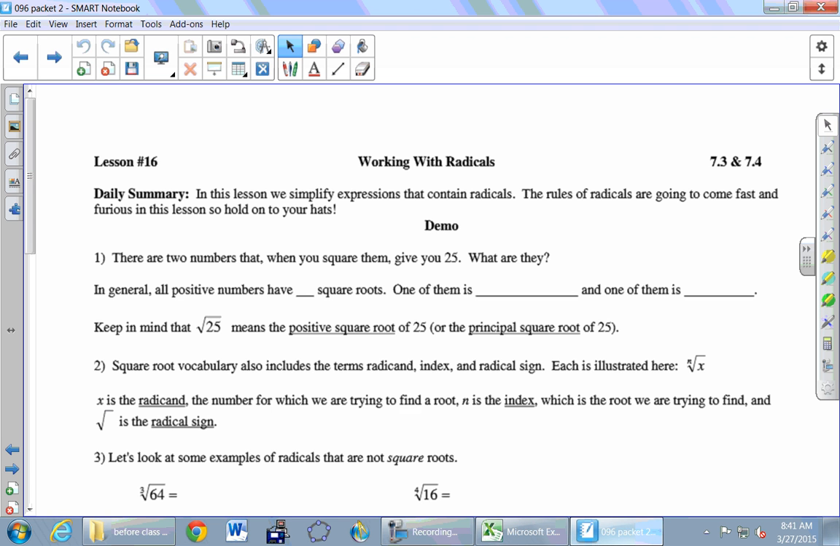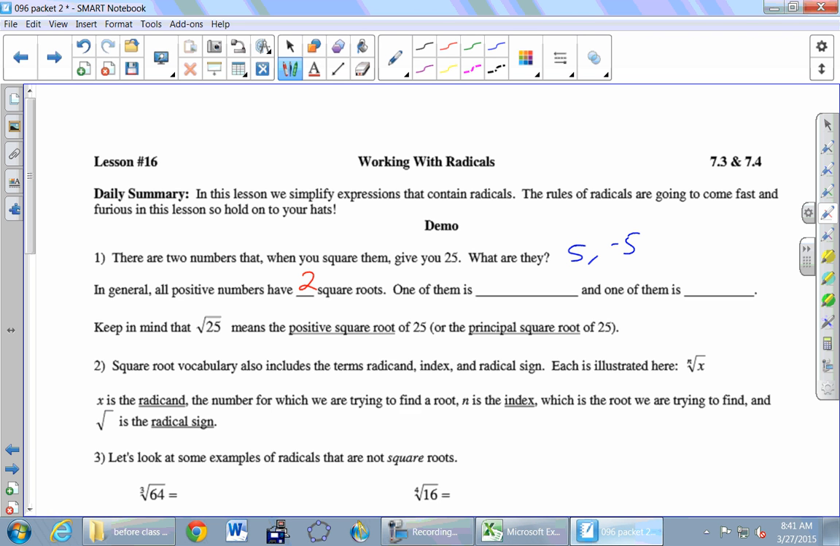Let's go to number 1 with Savannah. Okay, let's write down the answers. What number squared gives 25? 5. Surprisingly, there's another number that when squared gives 25: -5. You guys agree? Because if you do -5 times another -5, those negatives cancel and make positive 25. How many square roots? 2, right? 25 had 2 different square roots, 5 and -5. One of them is positive and one of them is negative. Good.